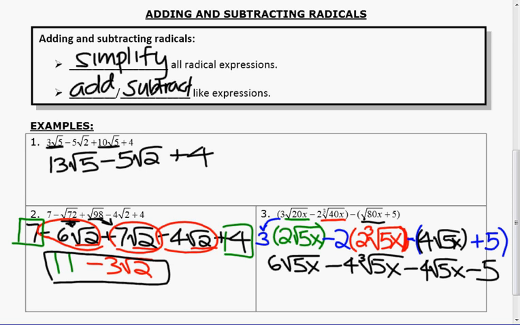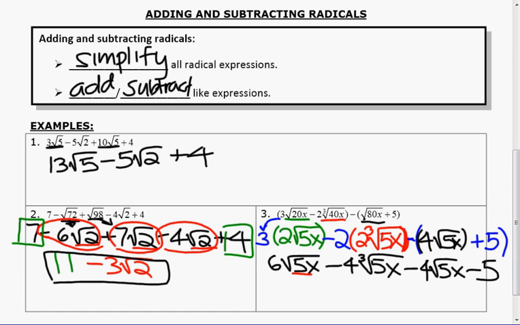Okay, so you should have gotten this after you simplified. Remember, the x's are still under the radical because there weren't enough x's to pull out. And so now we have to look for our like terms.